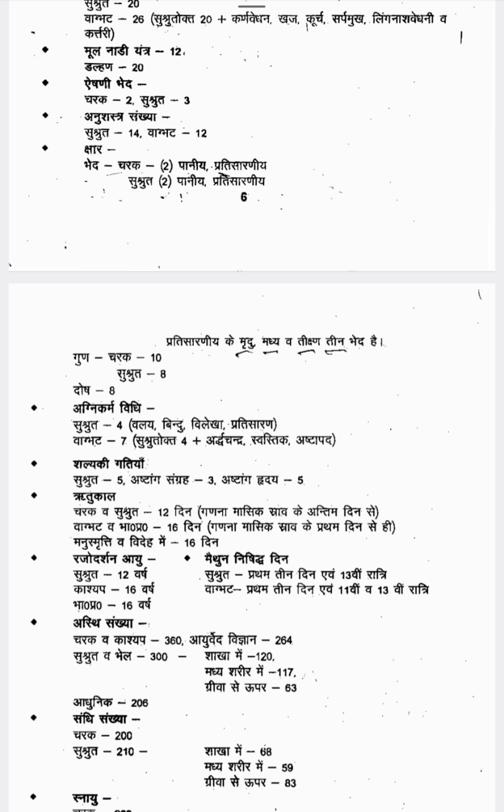Next one is Guna. Kshara Guna according to Charaka is 10, according to Sushruta 8. Then Kshara doshas are 8 in number. Numbers are important.